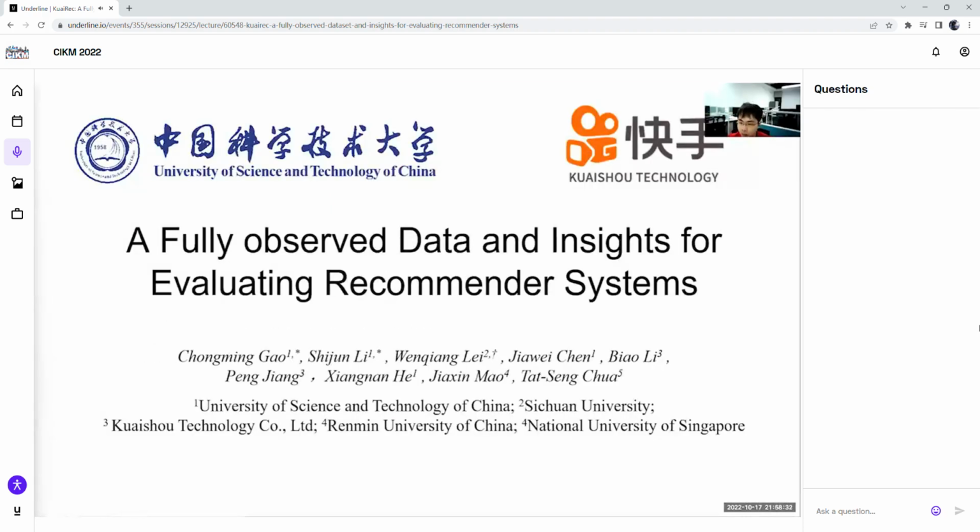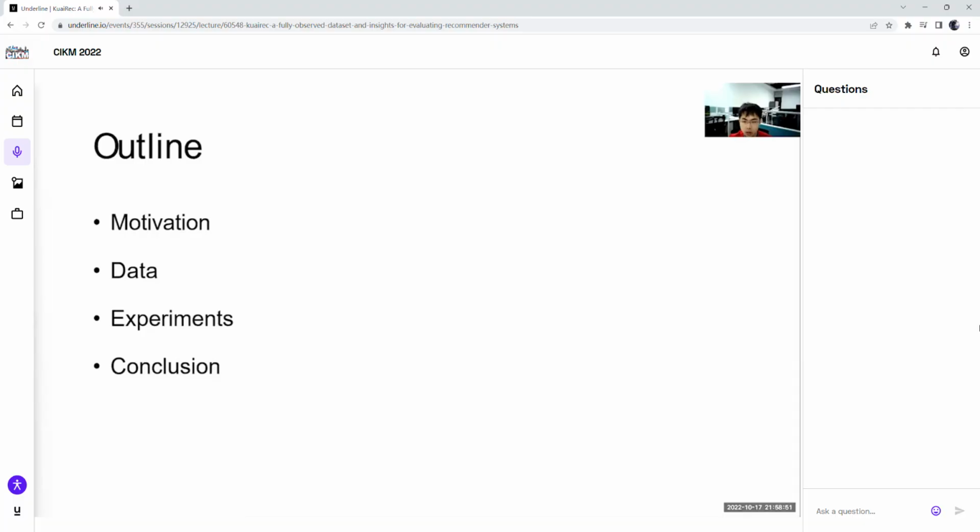Hello everyone. My name is Shijun Li. I'm a master's student at the University of Science and Technology of China. Today, I will introduce our work, done in collaboration with Kuaishou, named a fully observed dataset and insights for evaluating recommender systems. I will first introduce the motivation of the work as well as the collection process and characteristics of our dataset. Then I'll briefly talk about the research questions we studied and the experiments and results derived. And last, I'll briefly make a conclusion and show some future work.